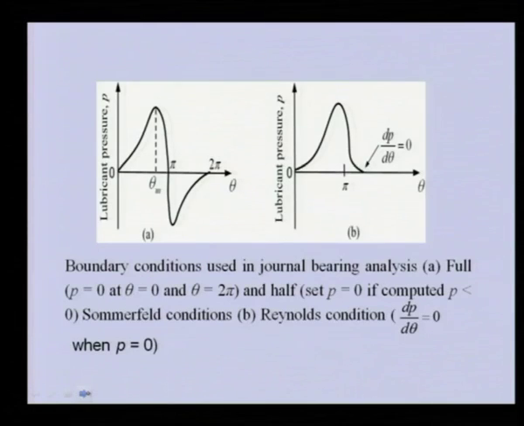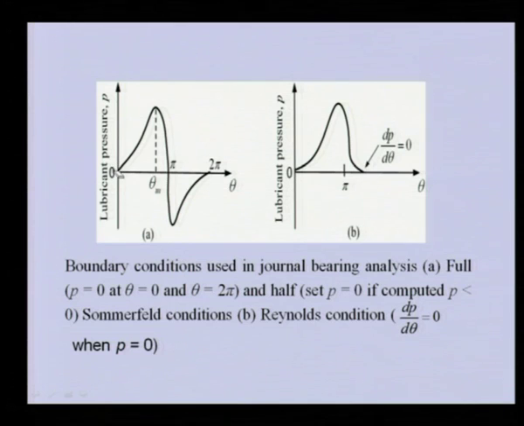Apart from the equation, obviously when we need to solve the partial differential equation, boundary conditions need to be satisfied. The previous slides are basically a description of these boundary conditions, so I am explaining the boundary conditions in the figure itself rather than going into the text. You can see the first boundary condition, which is the full Sommerfeld condition.